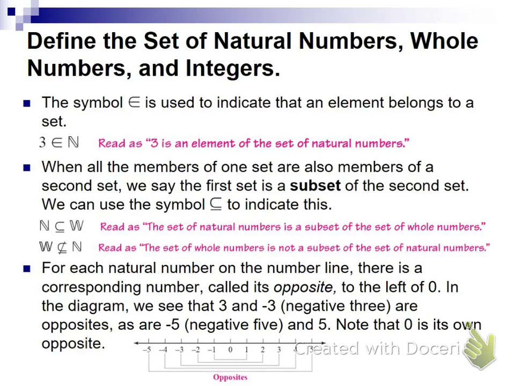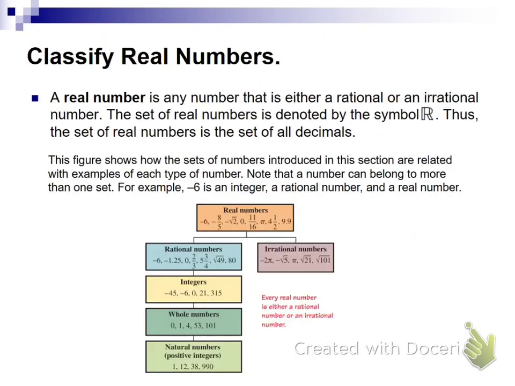Okay? So if I said I have whole numbers 0, 1, 2, 3, 4, 5 and so forth, isn't the set of numbers 3, 4, and 5 a subset of whole numbers? And isn't the number 3 an element of whole numbers? So that's what I mean by that.